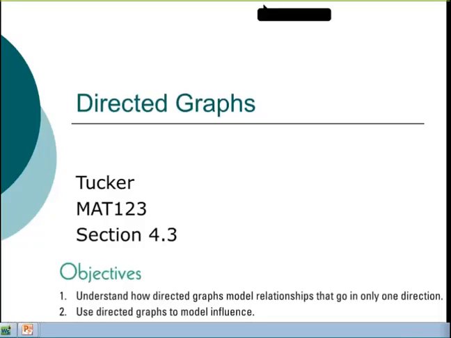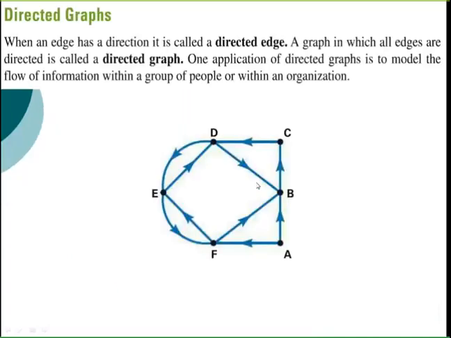All right, class, we're going to take a look at section 4.3, which has directed graphs. So we're going to be taking a look at the flow within a graph. When edges have direction, it's called a directed edge. That's one of these down here where we've got an arrow on it.